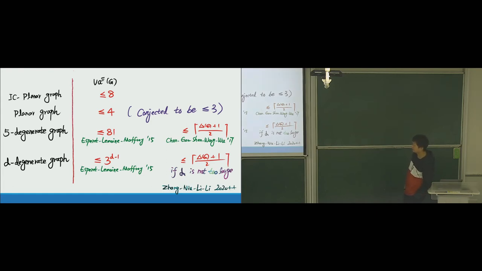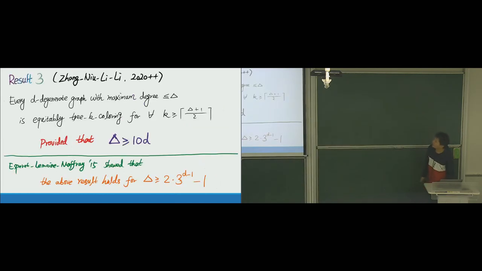for five degenerate graphs. And now our work is to give some results on d-degenerate graphs. We can see that if this D is not too large, this upper bound also holds. So this is our result. Of course, the result looks like that. So this is our third result.